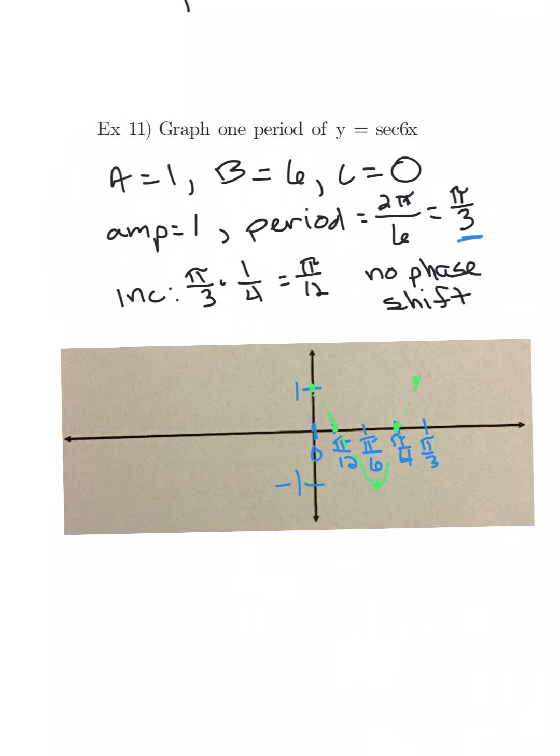Now, where you have the zeros at pi over 12 and pi over 4 will be your vertical asymptotes. On the left end at 1, we're going to start at 1 and open up. At pi over 6, we're going to start at -1 and open down. And then at pi over 3, we're going to start at 1 and open up, going towards the asymptote on that. And now we have our graph of y equals the secant of 6x.